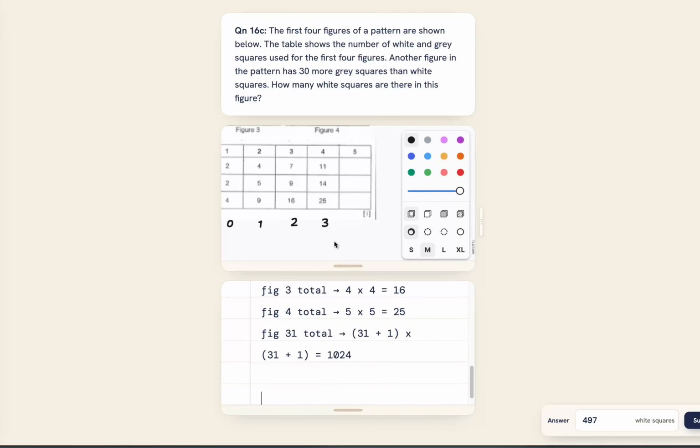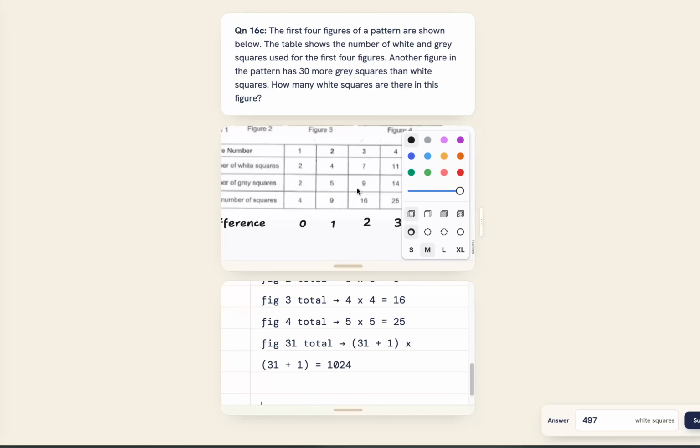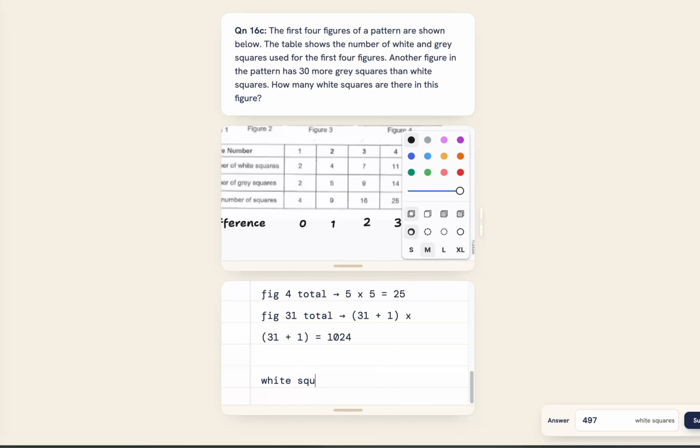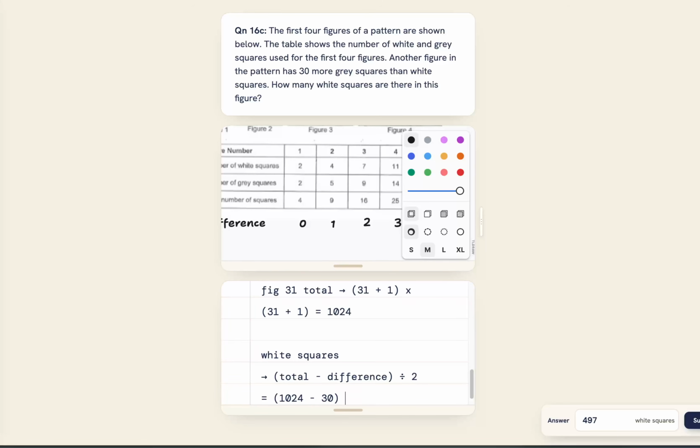So basically, since we know the difference is 30, for the white squares, if you were to look closely over here, white squares is basically the total, and then we minus the difference, and then we divide by 2. There it is. So in essence, the total is 1024 minus 30, and then we divide by 2, and this will be equal to 497. Okay, there you go. So that's the answer for the white squares.